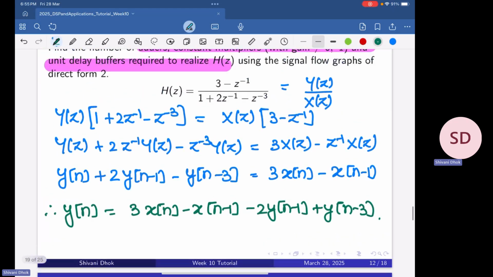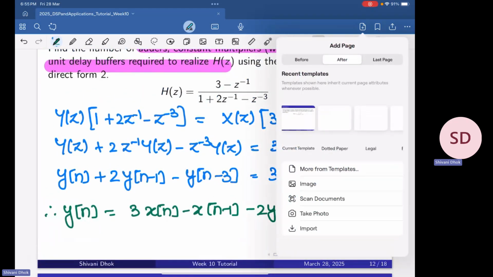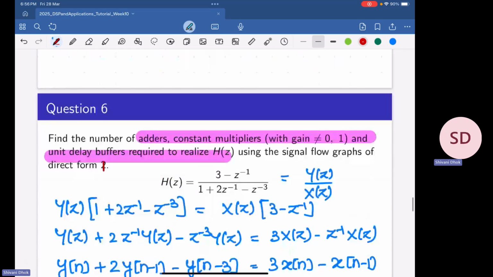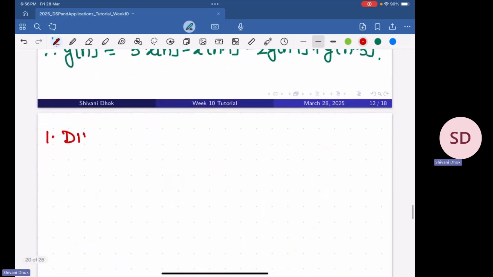Okay. So let me add a page. Now what we will do is first construct direct form 1 and then construct direct form 2. I'm doing it on purpose just to compare the number of adders, gain multipliers and all those things that are required. So this is not needed, but let me do it since we have some time. So let me modify the question for direct form 1 and direct form 2. Let me do it first for direct form 1.